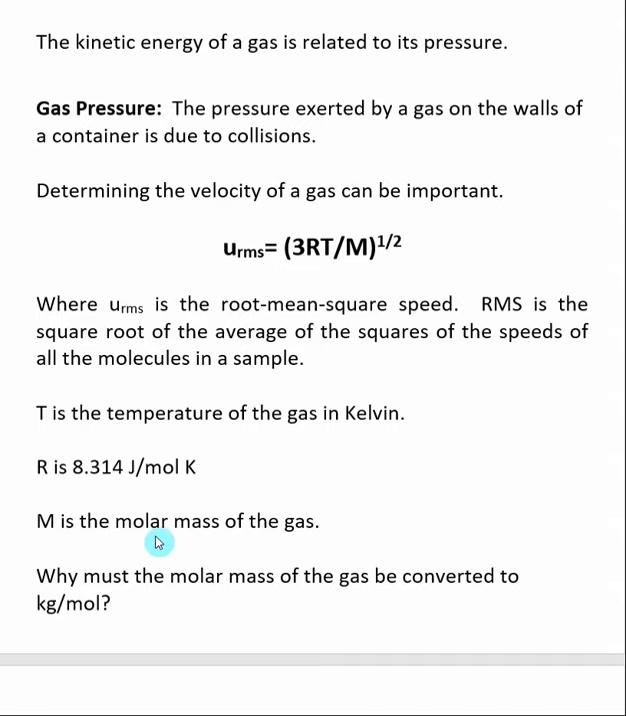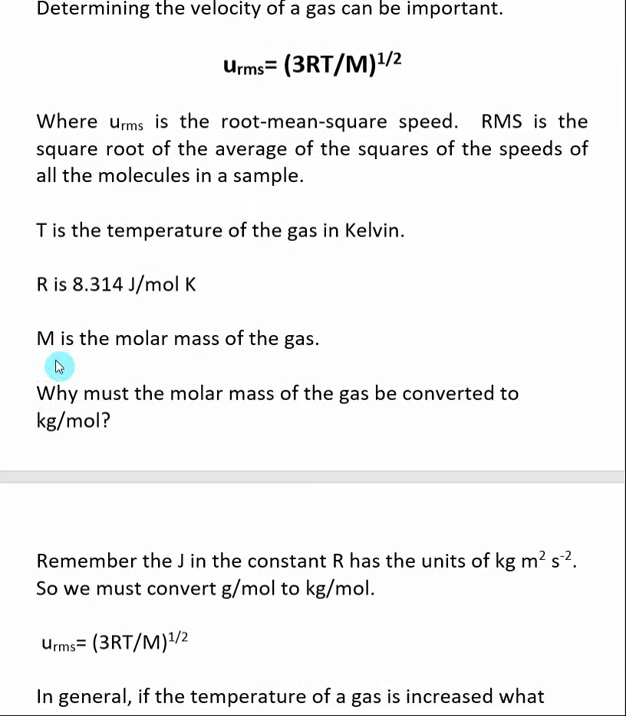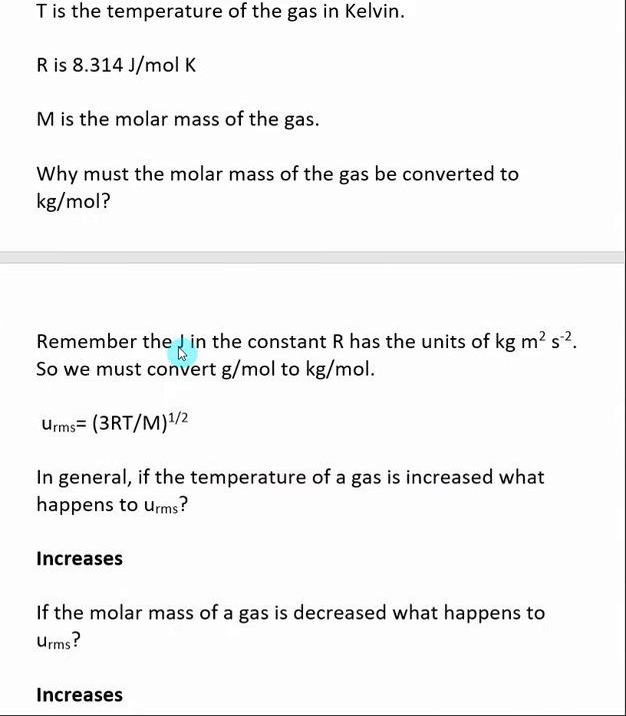M is the molar mass of the gas, but what's kind of important to remember is that the units on the molar mass cannot be grams per mole. Usually we report molar masses in grams per mole. In this case, we must report the molar mass of the gas in kilograms per mole. The reason why is that the unit joule in our constant R has the units of kilograms meter squared per second squared. So even though you don't directly see it, it is hidden inside of the unit of a joule. So the molar mass of the gas must be reported in kilograms per mole.